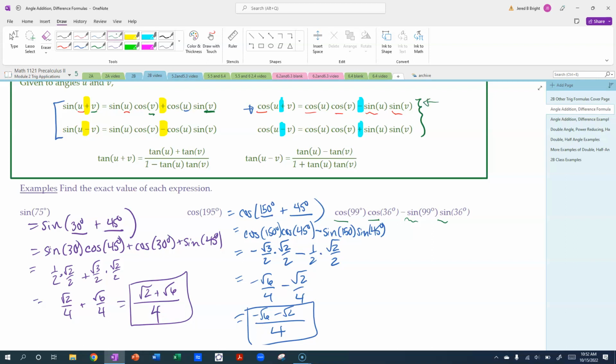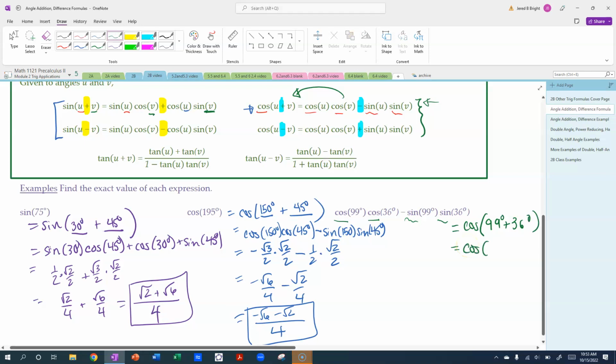Okay, so instead of expanding it out, I can't evaluate the trig functions at 99 degrees and 36 degrees easily. So instead, I'm just going to treat this as cosine of 99 degrees plus 36 degrees, going backwards, which is cosine of 135 degrees. And that all simplifies to negative square root of 2 over 2 if I use the unit circle.